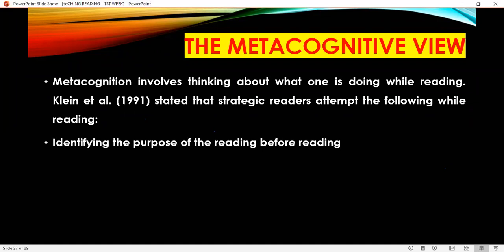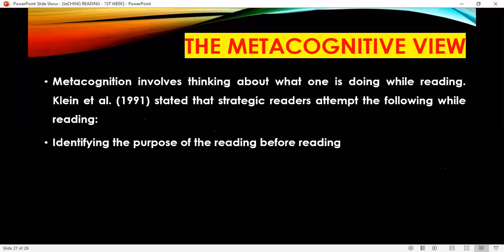So here you have identifying the purpose of the reading before reading. So they identify the purpose of reading. All right, notice in the traditional, they just decode the symbols. Cognitive, oh, they use the prior knowledge, the background knowledge to match with the new information.